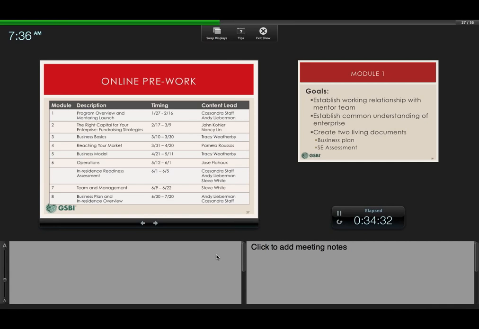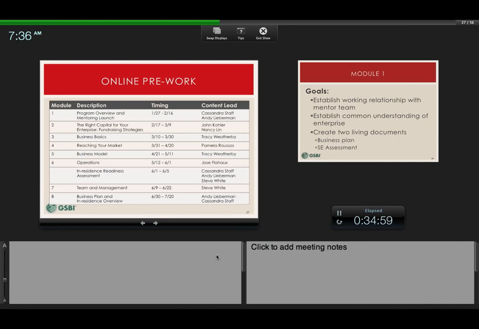And all of this is leading up to, in this first phase, that in-residence readiness assessment, where we'll be looking to see how it's all coming together. And as Cassandra said, our hope is that all of you will be in good shape with the work you're doing, the progress that you're making, and really ready for the second phase of mentoring in the in-residence. And our goal is to work with you to get there.